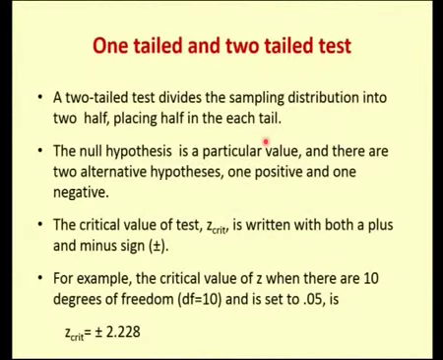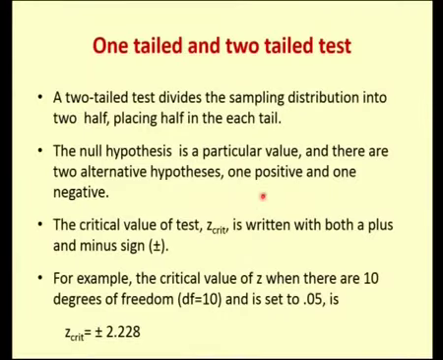A two-tailed test always divides the sampling distribution into two halves, placing half in each of the tails. The null hypothesis is a particular value, and there are two alternative hypotheses, one with the positive and one with the negative. So, if my null hypothesis is mu is equal to 155 and my alternative is mu not equal to 155, then you can also specify that as less than 155 or greater than 155, and it will become a two-tailed test.